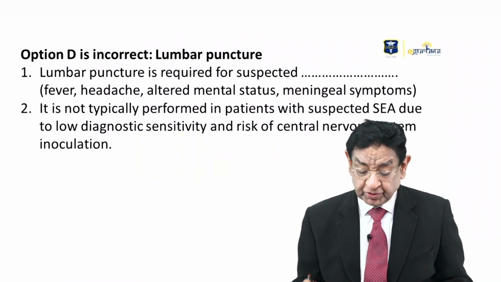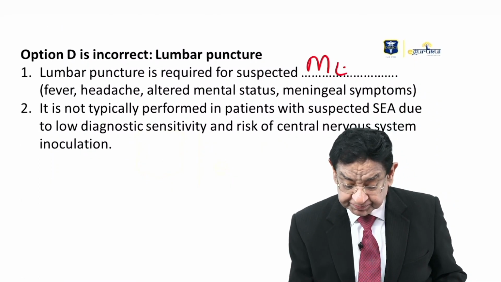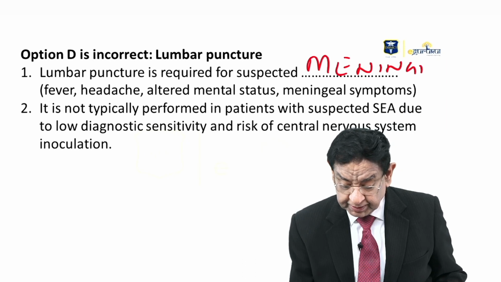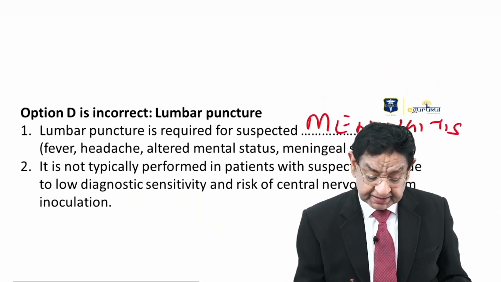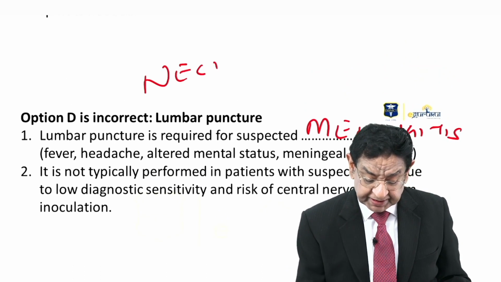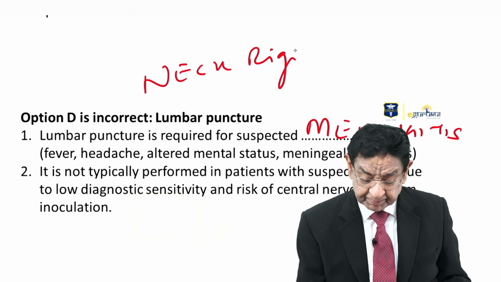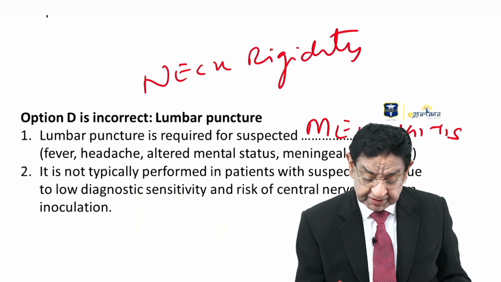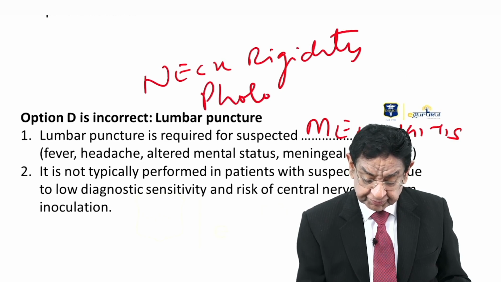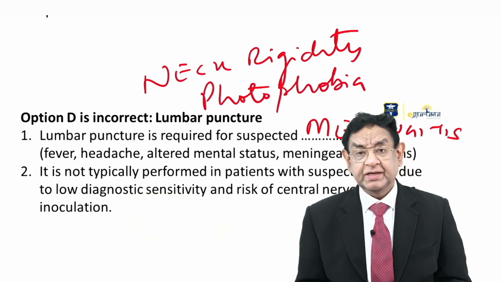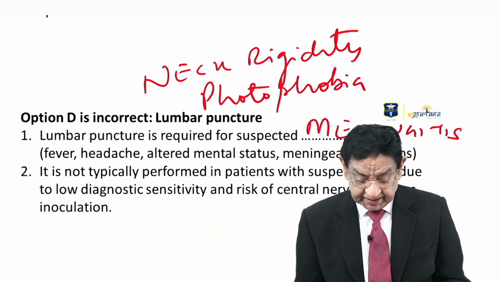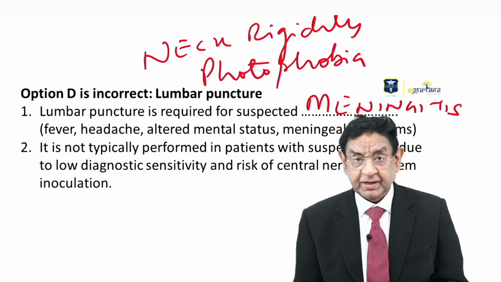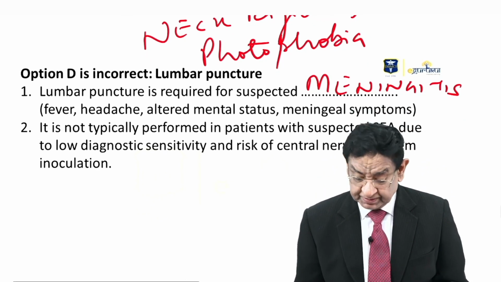Lumbar puncture we do for suspected meningitis. In meningitis we have fever, our patient has, but in meningitis classically they have more of neck rigidity. They have photophobia. And usually paraplegia is not a presenting feature of meningitis. So there is no point in doing a lumbar puncture in this case.